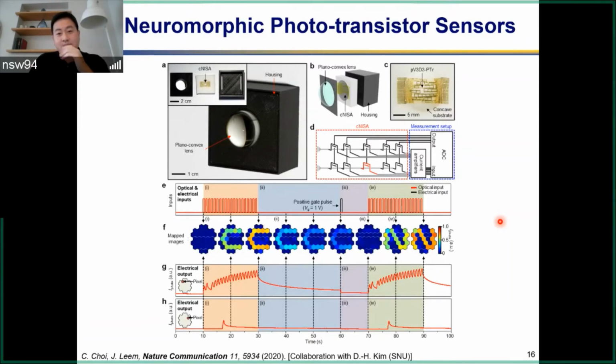So here is an example where this integrated system combined this lens, with the arrays, with the integrated electronics in a single package.